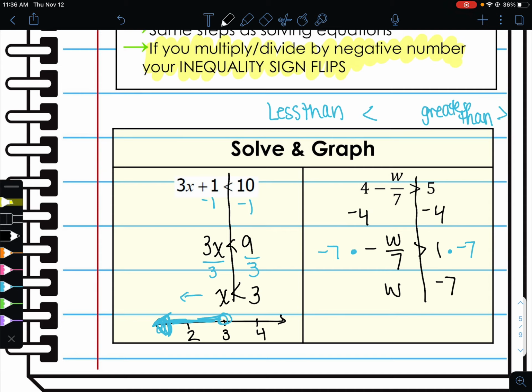But because we multiplied by a negative 7 on both sides, that inequality flips around. Remember that negative number lines go backwards. So it's going to be an open circle, and we shade it to the left for that one.